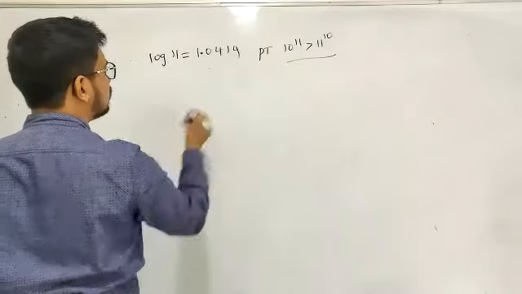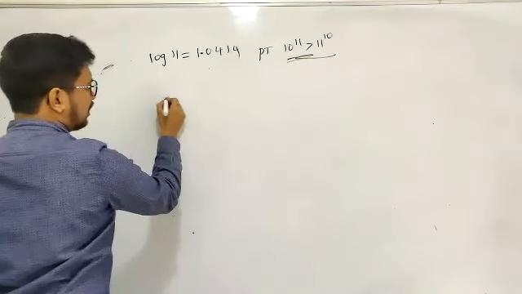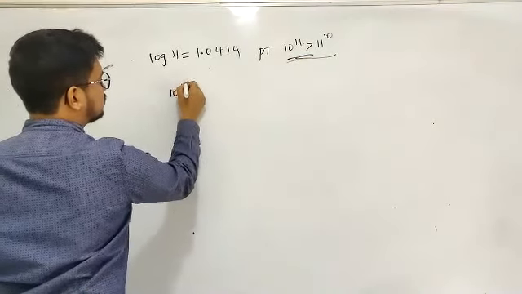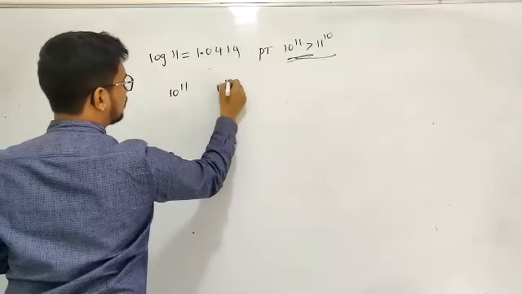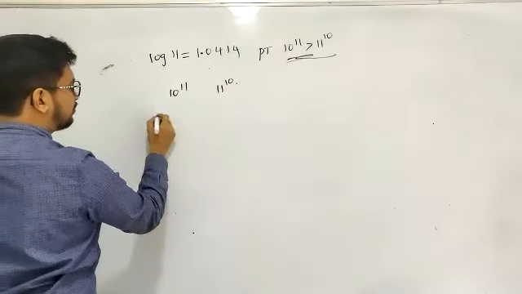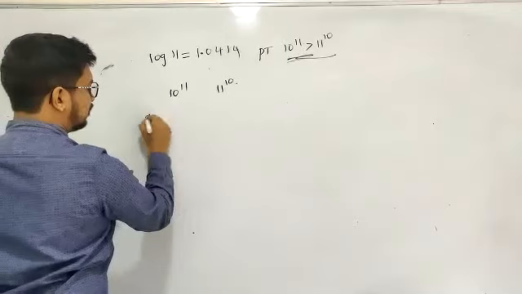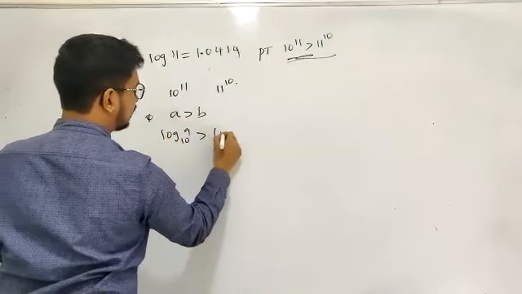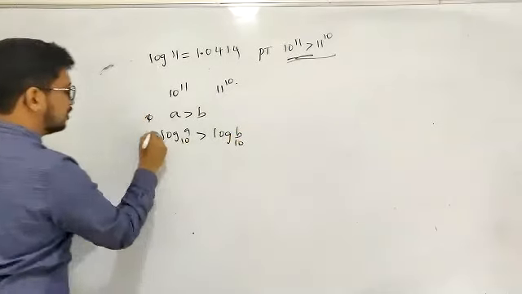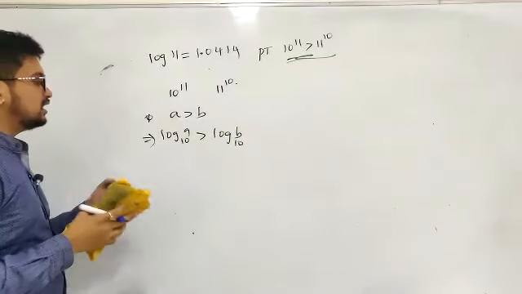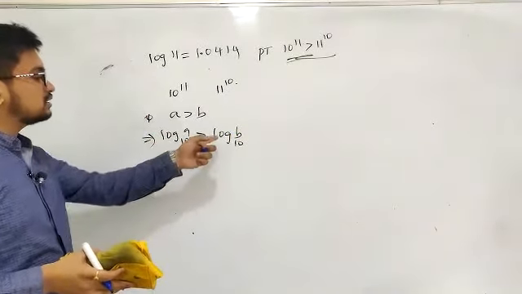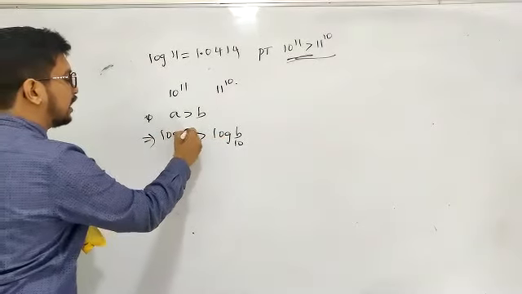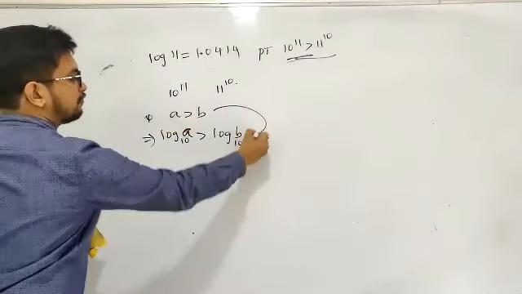Very simple. So you got this part. You are asked to prove that 10 power 11 is greater than 11 power 10. If a is greater than b, then log a base 10 must be greater than log b base 10. And this has to be vice versa. If you get log a base 10 greater than log b base 10, then you will get a greater than b. This is like vice versa.